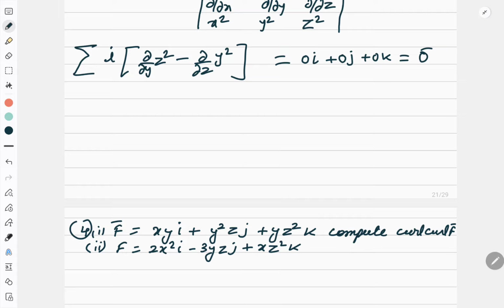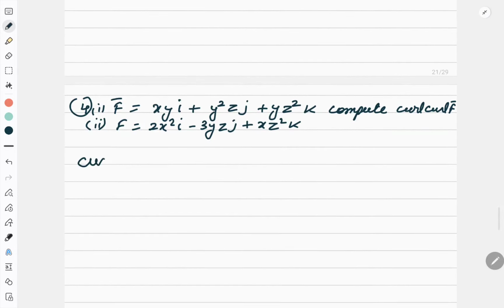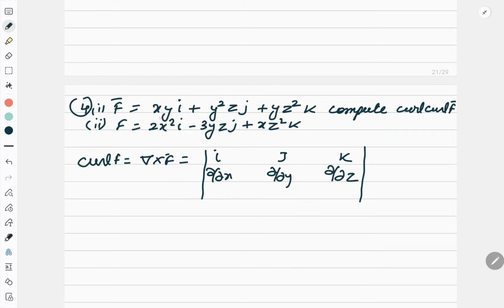Now the next question is, I have given you two functions and I am asking you to find curl curl f, right? So first you will find the curl of f. Whatever answer comes, you will find the curl of it again. So let's do it. First let me evaluate curl of f, which is del cross f, which is i, j, k, ∂/∂x, ∂/∂y, ∂/∂z. Now this is your f1, this is your f2, and this is your f3. So xy, y²z, and yz². Correct?